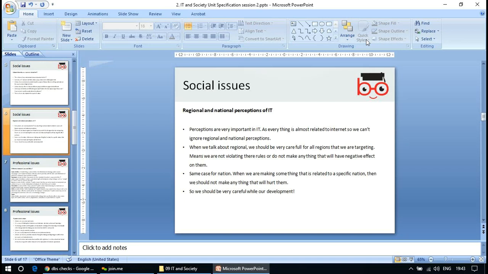So regarding IT, for example, if we look at the GDPR, the Data Protection Act, that is overall governing in the EU as well as in individual countries. So they haven't made it strict only for a particular region, but they have made it regional as well as national law.